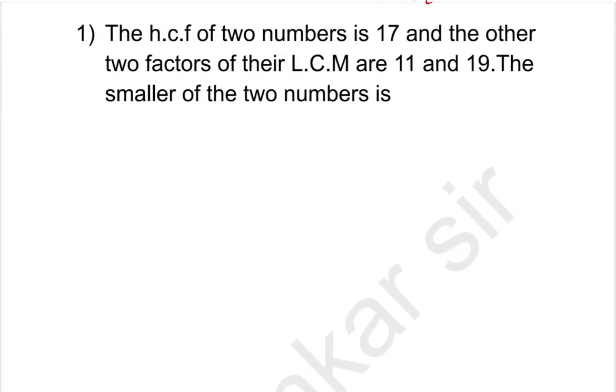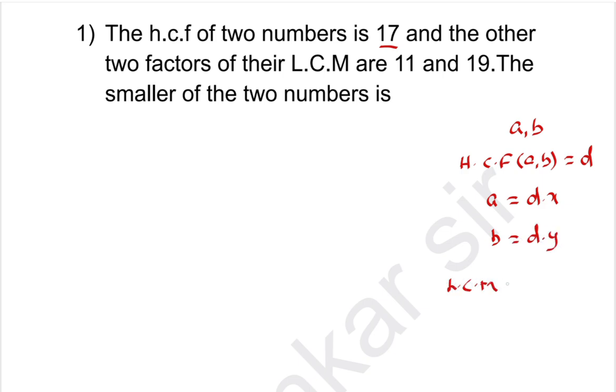So in the problem, we are having two numbers and their highest common factor, that is 17. We are going by the formula. If I take a, b as any two numbers and their highest common factor is d, then a will become d into x, and b is d into y. Therefore their LCM of a, b will be d into x into y.